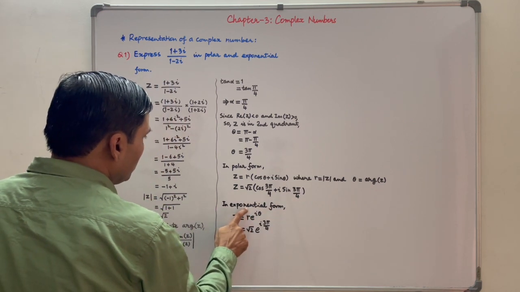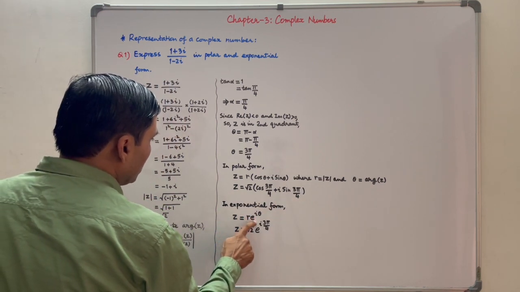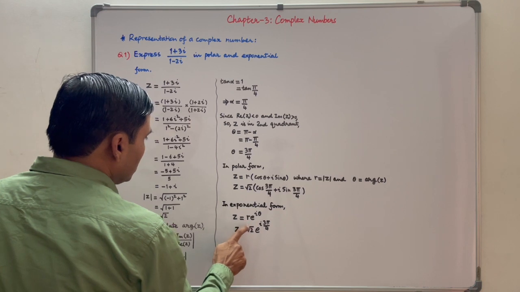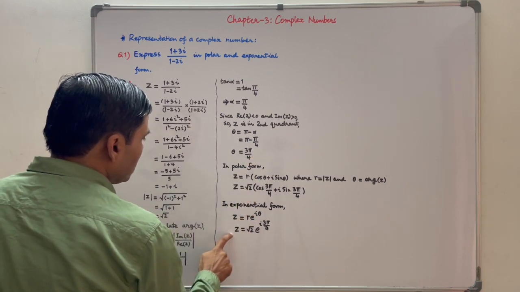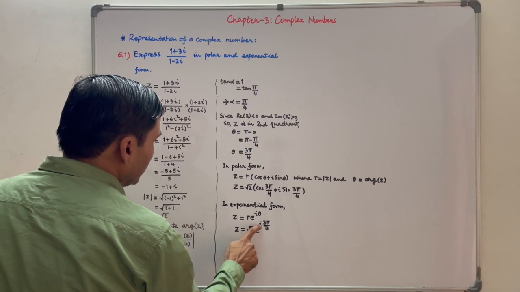In exponential form, z is equal to r e to power i theta. r is equal to root 2 and theta is equal to 3 pi by 4. So z is equal to root 2 e to power i 3 pi by 4.